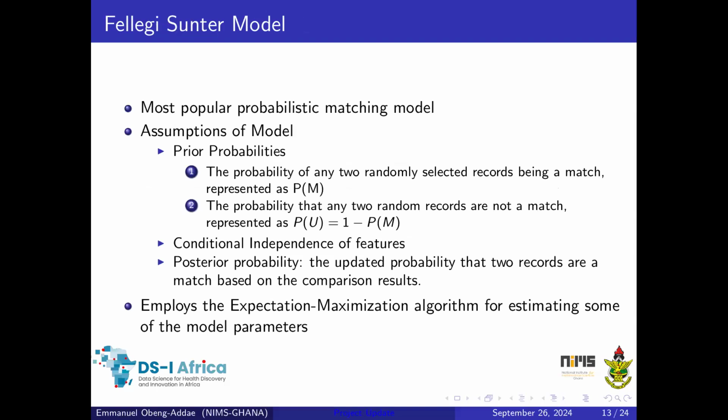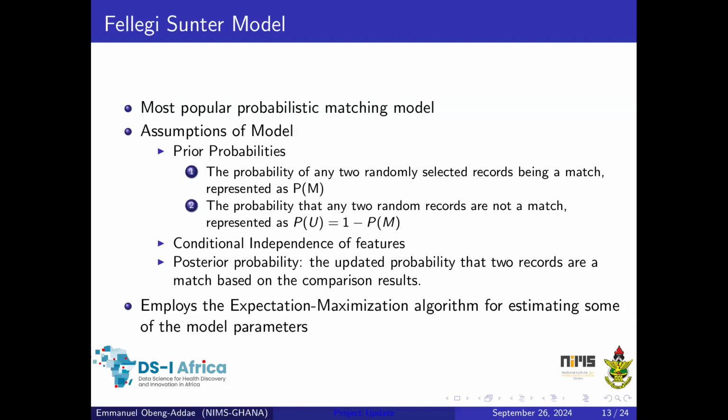So the first assumption is that of the prior probabilities. And when we talk about the prior probabilities, we are looking at the probability that any two randomly selected records are a match. And this is represented by P of capital M or big M. There's a reason why I'm using big M, because there's another probability that we'll refer to that uses small m. So that we do not get confused, I have to say capital M and then small m.